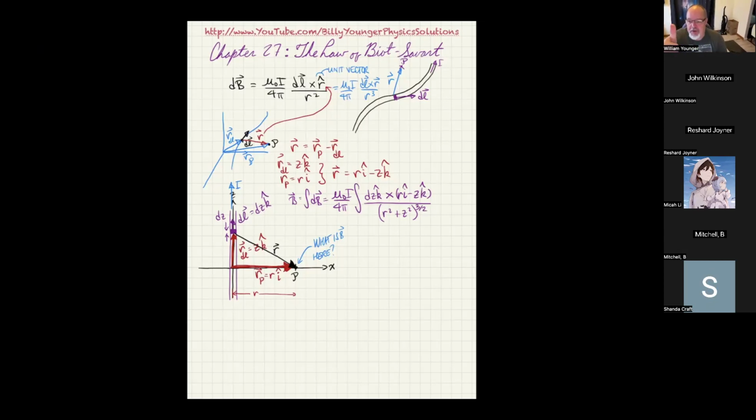Remember, you're supposed to put your thumb in the direction of the current, which is, is that to the left?